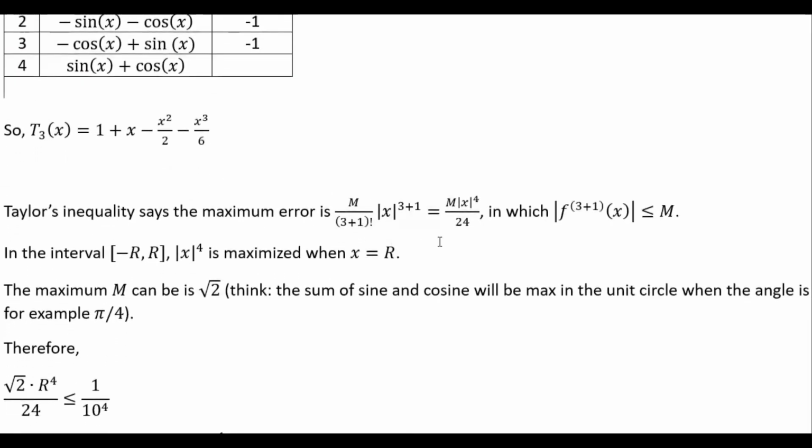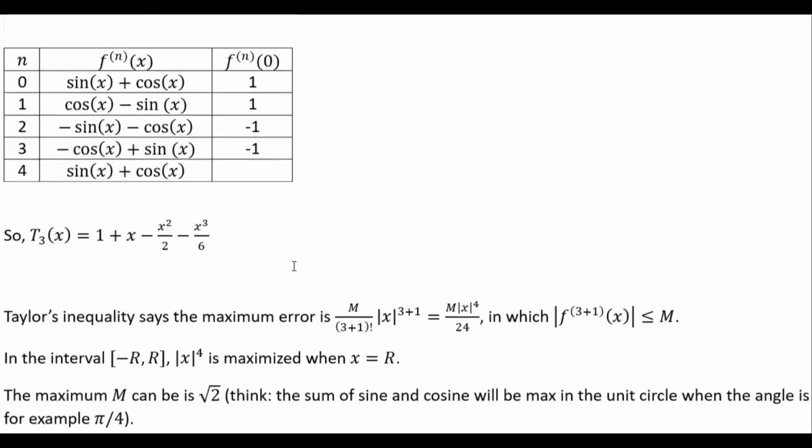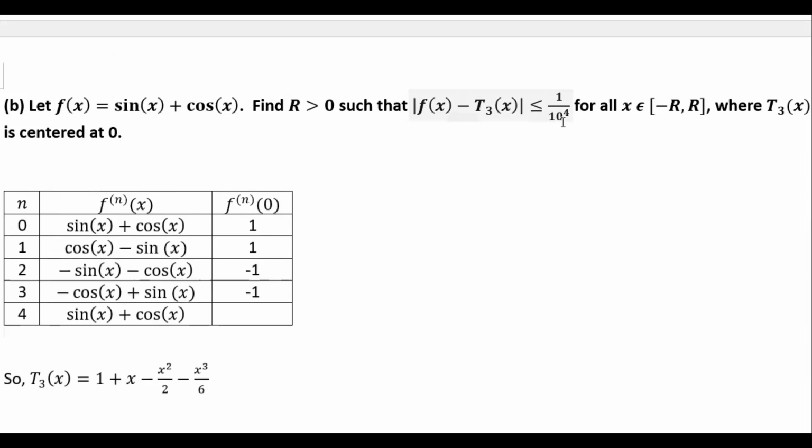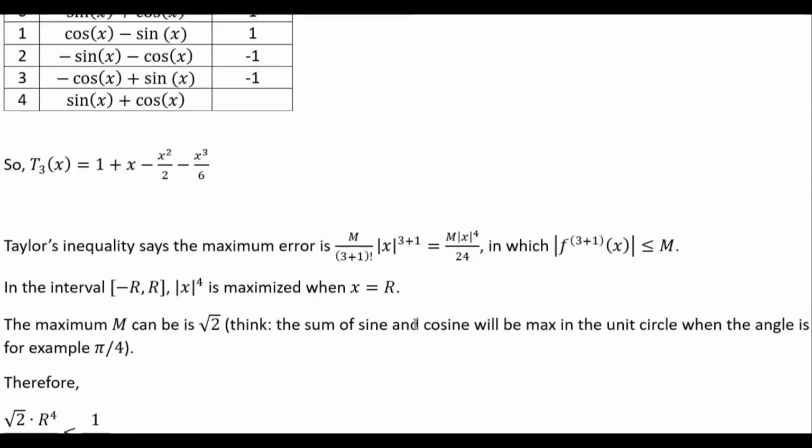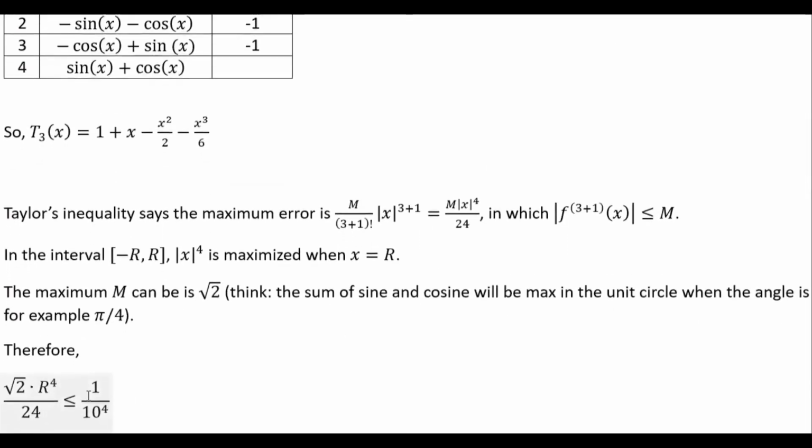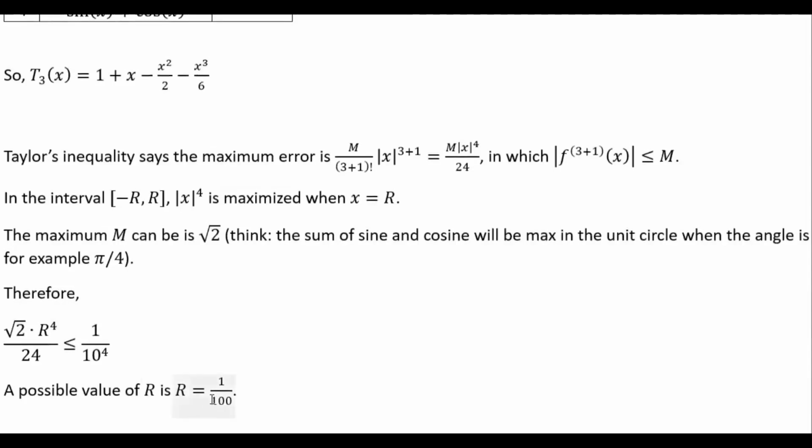Therefore, we plug in our maximum value of x to the fourth, which we said was r to the fourth, and the M we just found, which is root 2. Okay, so root 2 times r to the fourth over 24 is less than or equal to, this is what Taylor's inequality says the maximum error would be. We need it to be less than 1 over 10 to the fourth. That's what the problem said. So what's the possible value of r that would make this happen when r is 1 over 100, for example?